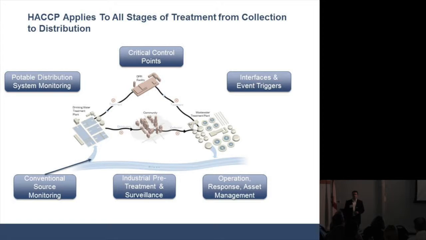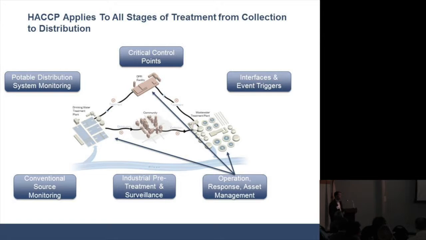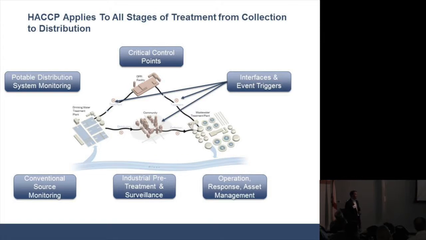Likewise, if you have a taste and odor event, where are people going to think that taste and odor is coming from? It's not from the river. It's clearly got to be from the wastewater, right? So you've got to be able to manage that as well. So we start with conventional source monitoring. We look at industrial treatment programs and surveillance. How do we ensure that the big industries throughout our collection system are treating their waste and not dumping a bunch of mercury or cadmium or zinc or other organic chemicals in there? How do we manage these from an operations perspective? How do we respond to events? How do we manage the assets to ensure reliable functioning?